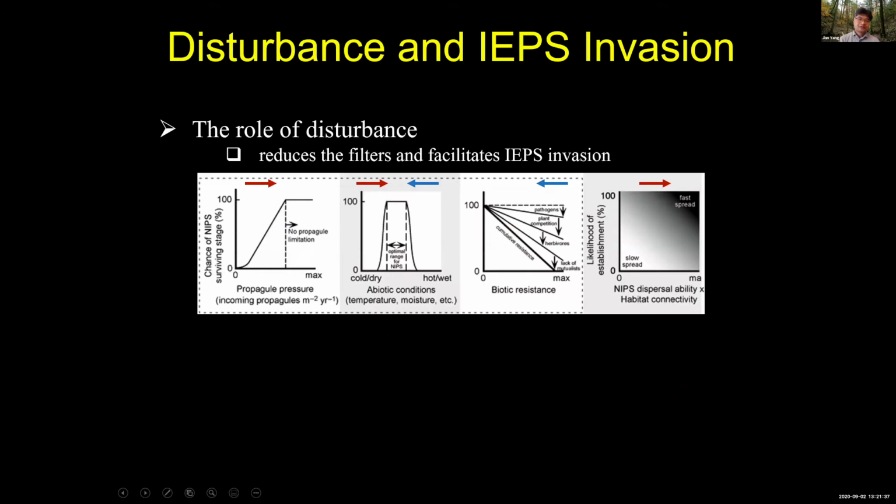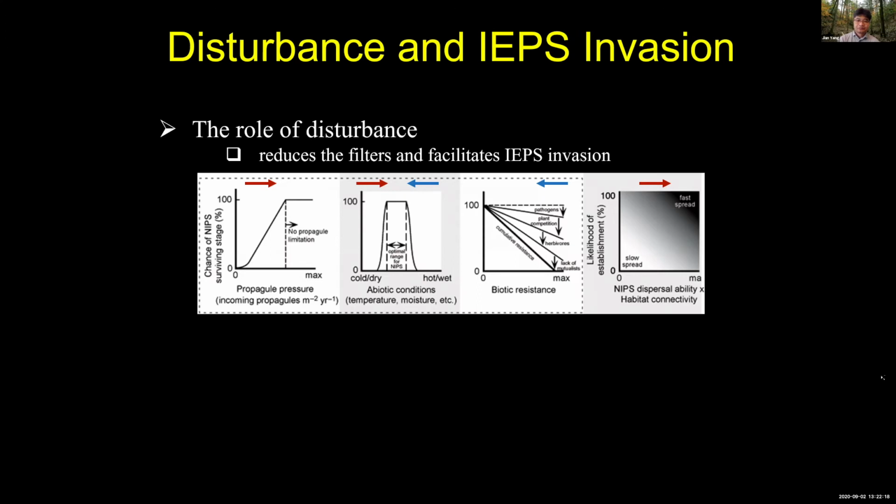So what is the role of disturbance in the IEPS invasion? Well, disturbance can reduce the filters and facilitate the IEPS invasion. For example, the disturbance can increase the propagation pressure of the invasive species. It can change the temperature or moisture of the environment, which may become more suitable for the invasive species. And disturbance for sure would reduce the biotic resistance because it changes the local endemic community. And finally, disturbance may or may not actually increase the connectivity on the landscape.